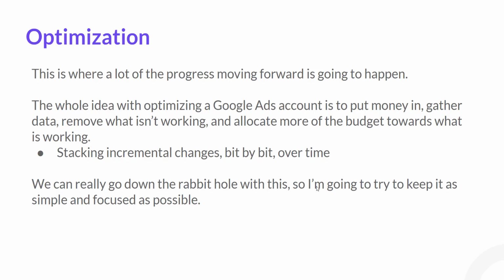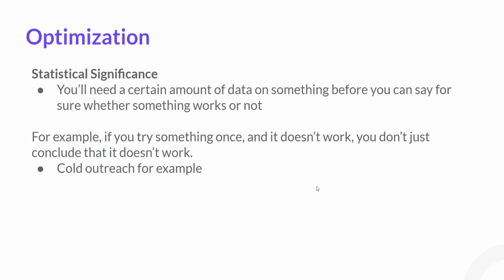And, I could go down the rabbit hole with this, but I'm going to try and keep it as simple and focused as possible. But there's this idea of statistical significance, and I'm not going to give some really complex definition of that, because to be honest, I don't know the exact definition of it. But the whole idea is before you can actually make a change on an account with any amount of confidence, you need to have good enough data before you make any changes. If you try something once and it doesn't work, it doesn't mean that it just doesn't work. Like if you are doing cold outreach and you hit up 10 people and nobody gets back to you, it doesn't mean cold outreach doesn't work. It just means you don't have enough data to say that it does or does not work.